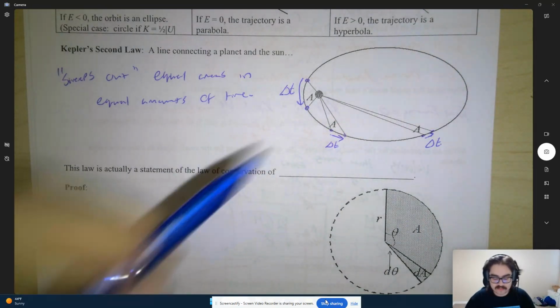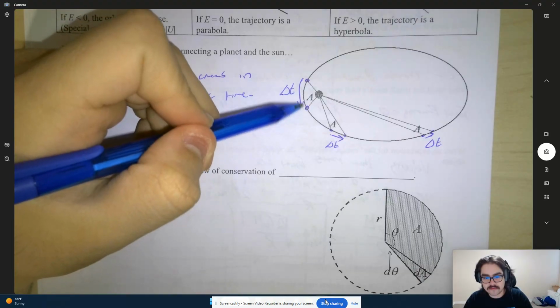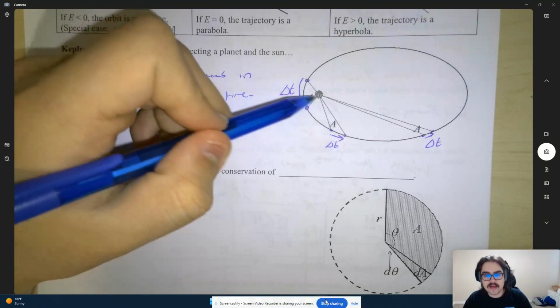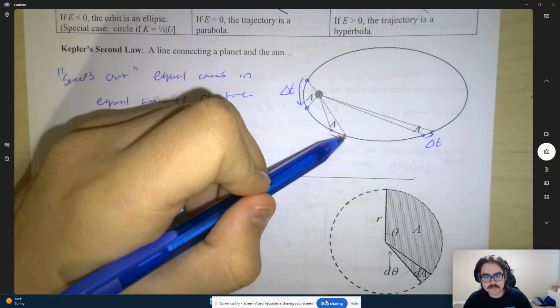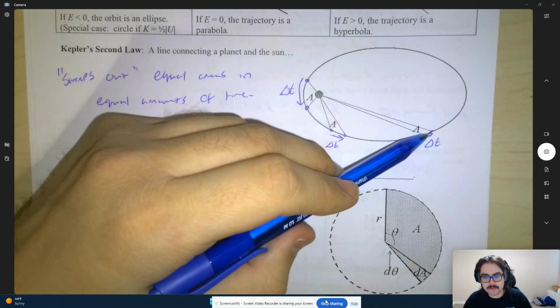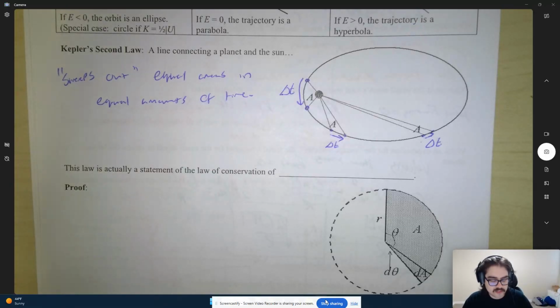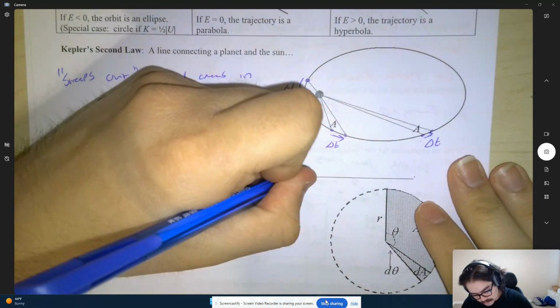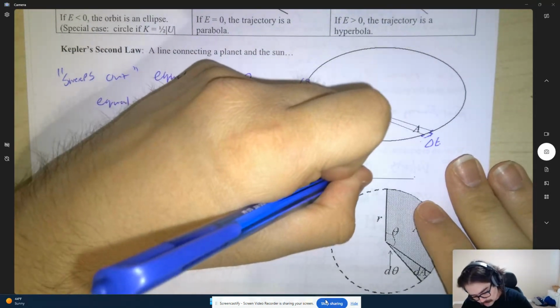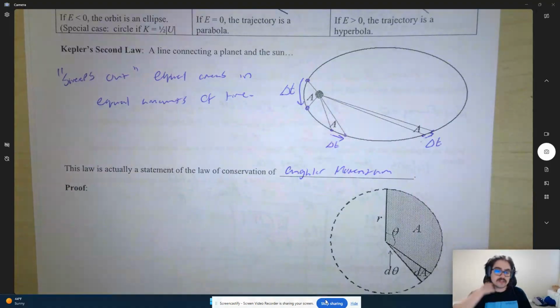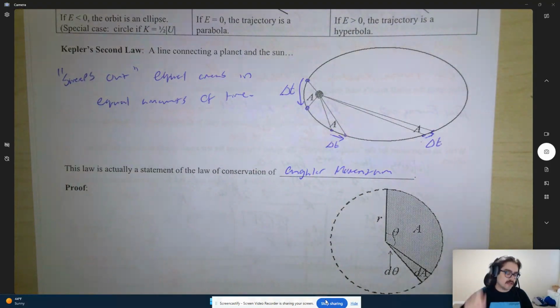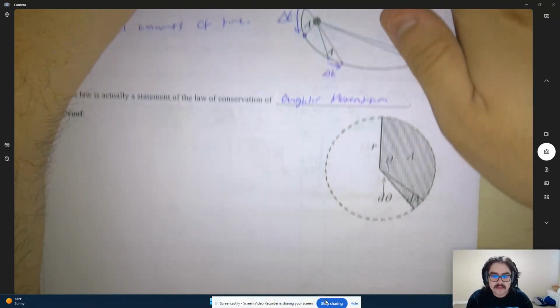Okay, you can think of this one as having a rather lengthy base, but the height is not very much here. Smaller base but a larger height. Here, really small base, really large height. So those areas should all be equal to each other. This is actually a statement of the law of conservation of angular momentum, and I'll show you that. Okay, so I want to show you this.